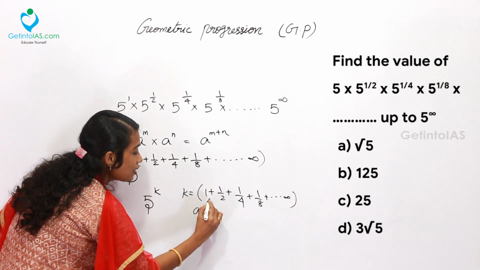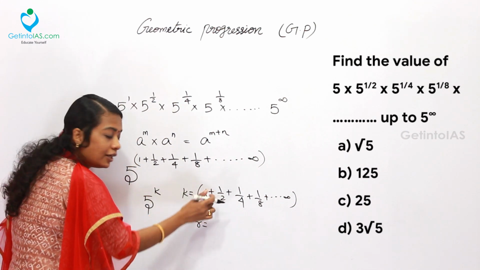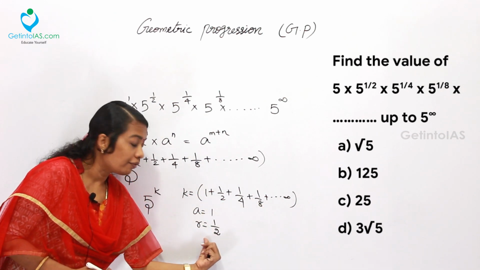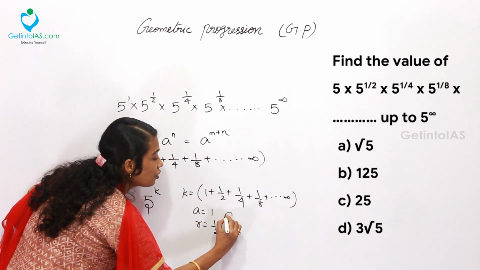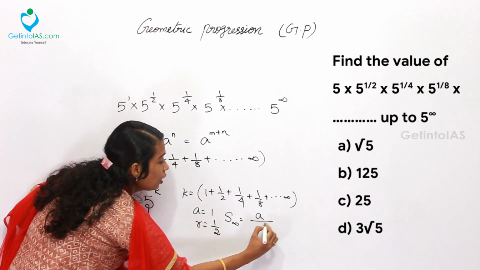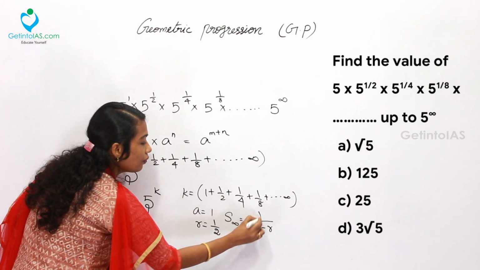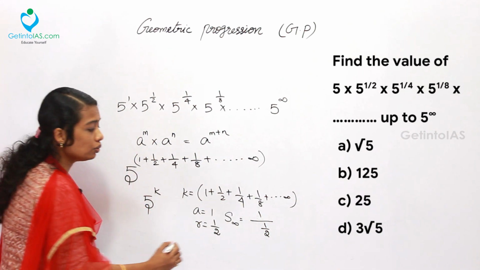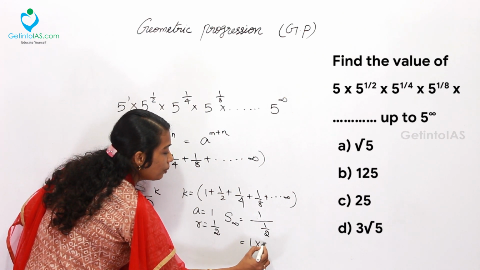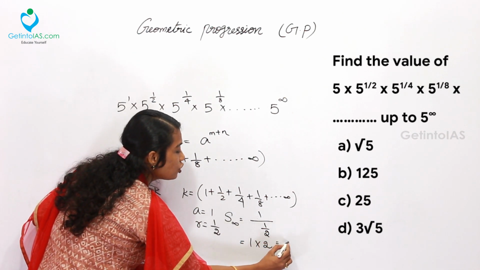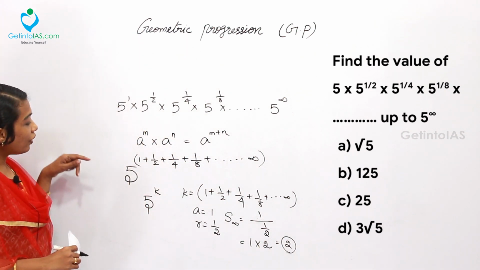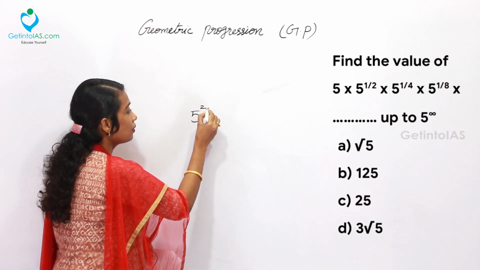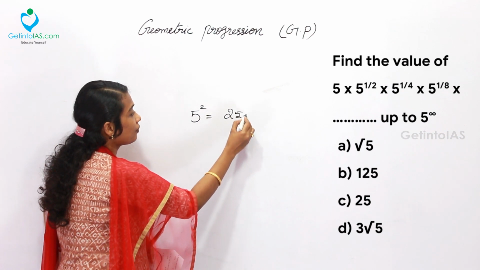What is a here? A is 1. What is r? R is simply 1 by 2. Now, what is the summation of the series up to infinity when r is less than 1? Sum to infinity is equal to a by 1 minus r. Here a is 1. What is 1 minus r? 1 minus 1 by 2, that is also 1 by 2. What is 1 divided by 1 by 2? It is 1 into 2 by 1, that is 2. Now 5 power k, I got k is 2. So what is the final answer? 5 square, which is simply 25.